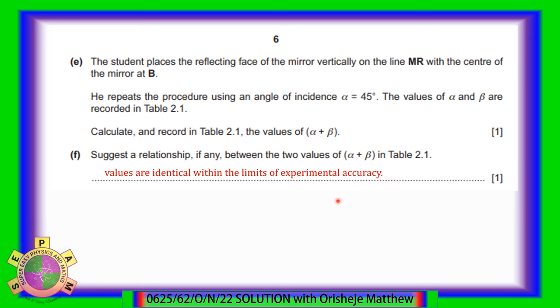Okay. The values are almost equal. The values are very close. The values are not too far from each other. So any of these can be what they wanted you to write here.